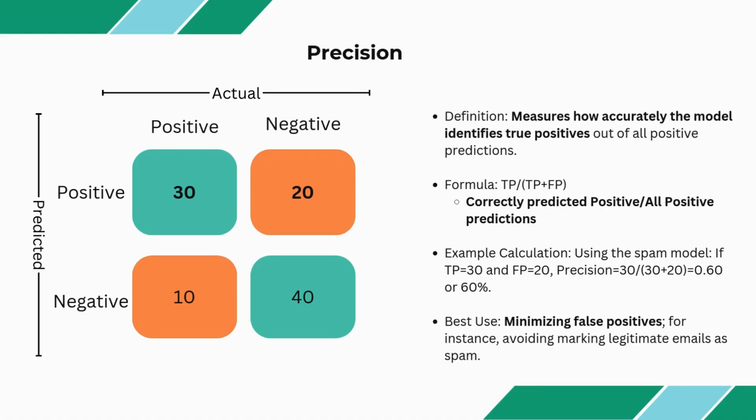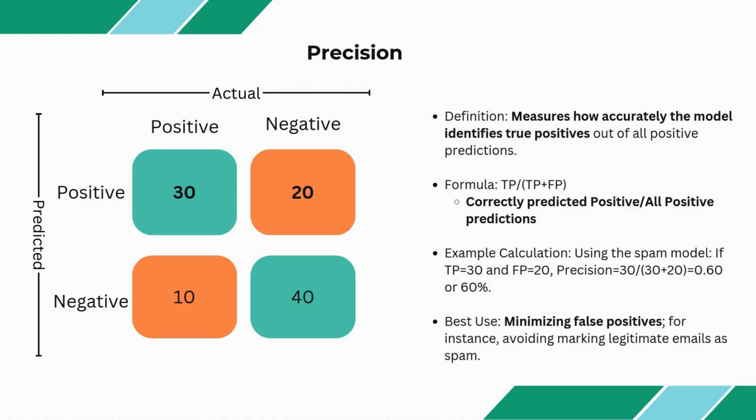So precision measures how accurately the model identifies true positives out of all positive predictions. And its formula is correctly predicted positives divided by all positive predictions. So the formula considers only the first row, which is true positive TP divided by true positive plus false positive. And if we go by the example, here true positive is 30 and false positive is 20. So precision is 30 divided by 30 plus 20, which is 0.6 or 60%.